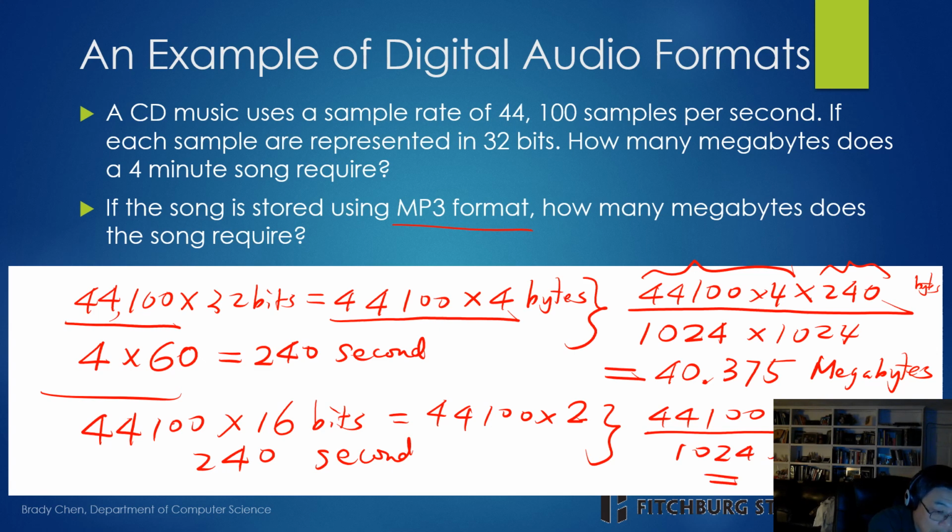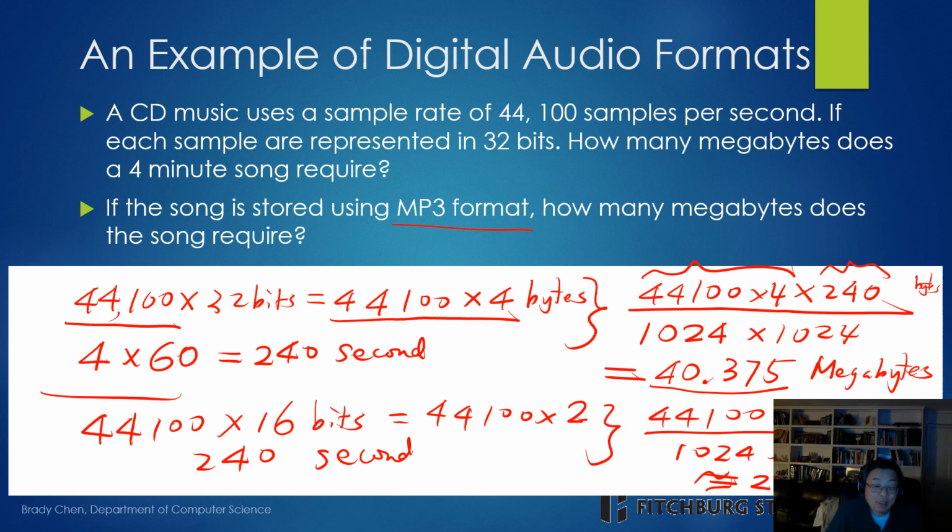So this is actually half of this number. It's about 20. What is this? Probably 20.2, right? About 20.2 megabytes. Okay. So using the MP3 format, we can save some space, only half of the space. For the same storage space, we can store double the number of songs, right?